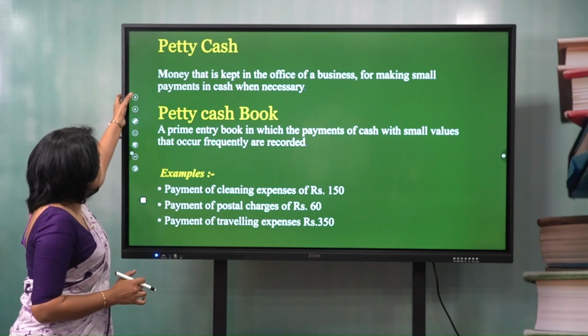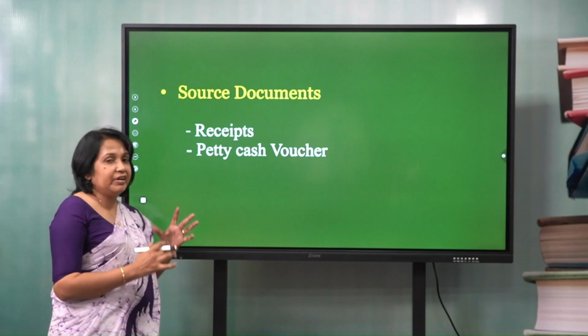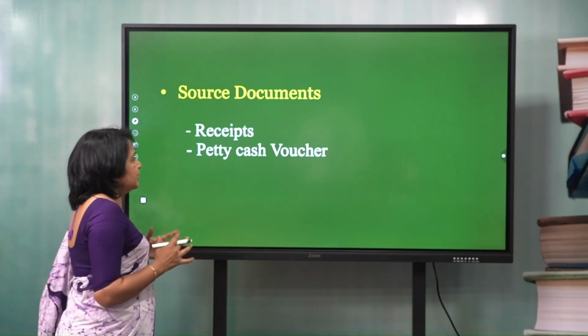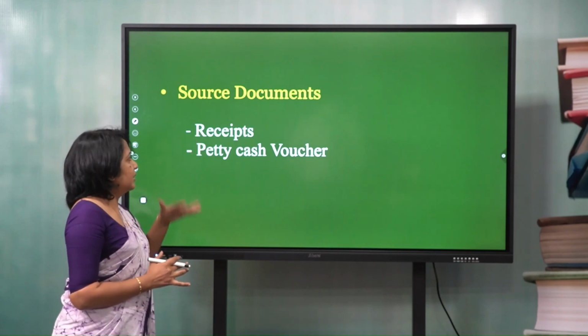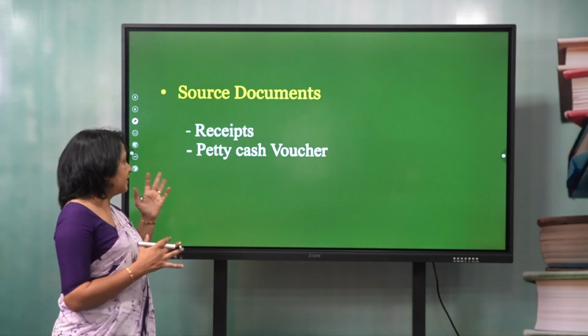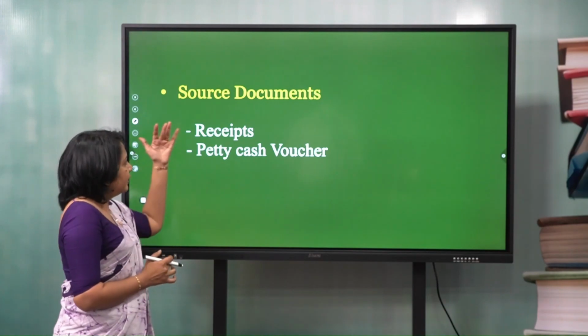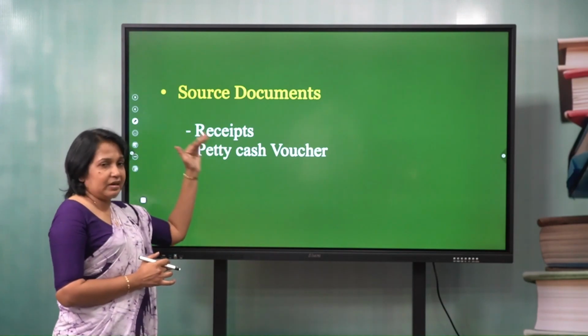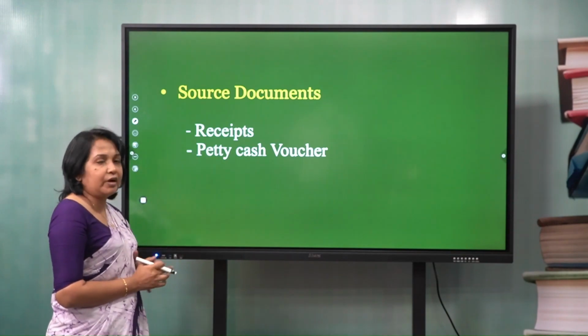So source documents. So these are the source documents. When the petty cashier receives this money from the main cashier, there's a document called receipts, and a petty cash voucher is there for all the payments. So they take details about the transaction from these source documents, receipts and petty cash vouchers.